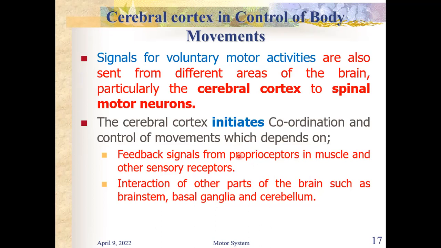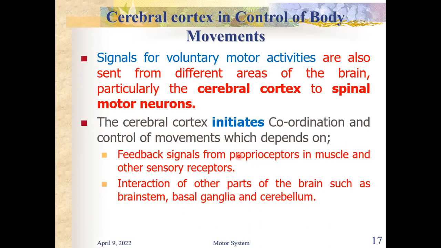Feedback signals from proprioceptors. Remember, the spinocerebellar tracts carry information from proprioceptors, which are the muscle spindles and the Golgi tendon organs, back to the cerebellum. It sends a feedback to the cerebellum. So now the cerebellum will try to compare the actual movement that has been executed with the planned movement that was sent to it from the motor cortex, to see if the movement that is taking place is going according to what the cerebral cortex, the basal ganglia, and the cerebellum have planned.